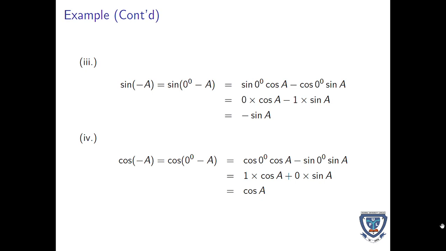Similarly, cos(−A) will be the same as cos(0 − A), which, using the trig identity, will be cos 0 cos A plus sin 0 sin A. And we know that cos 0 is 1, but sin 0 is 0. So with proper simplification, cos(−A) is the same thing as cos A.